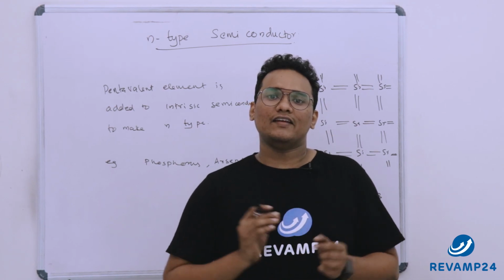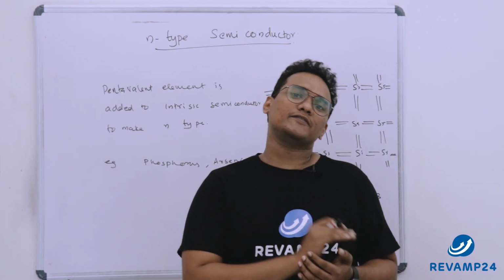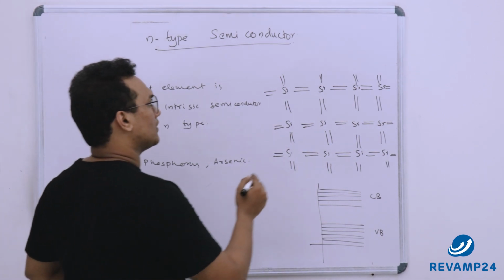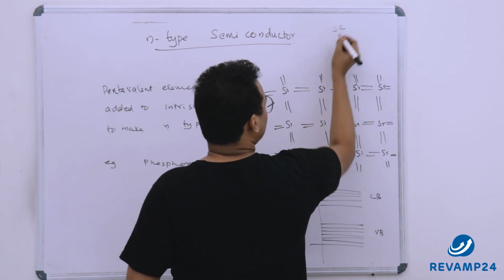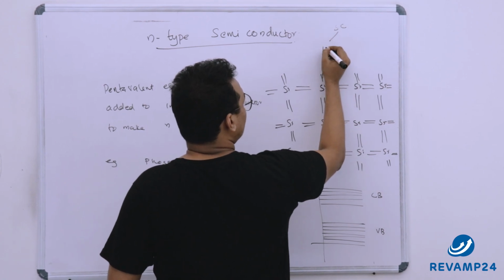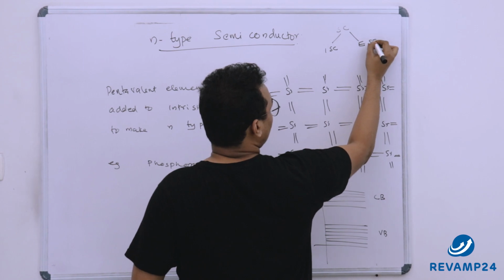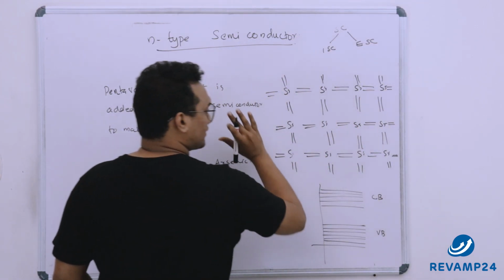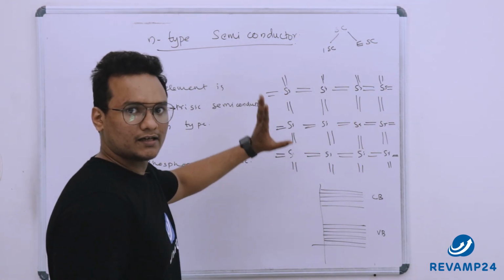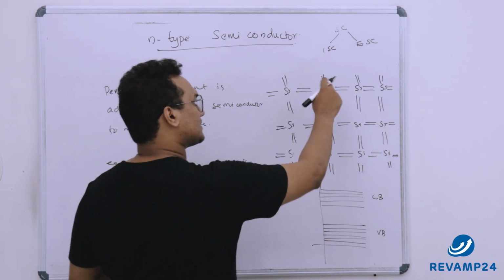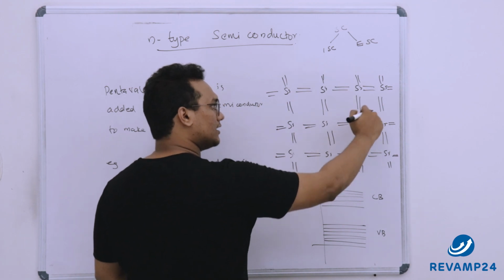In this video, I will explain what an N-type semiconductor is. We have learned semiconductor has two divisions: one is intrinsic semiconductor and another is extrinsic semiconductor. Intrinsic semiconductor is simply a semiconductor made with only one type of element. Extrinsic semiconductor means adding an impurity.